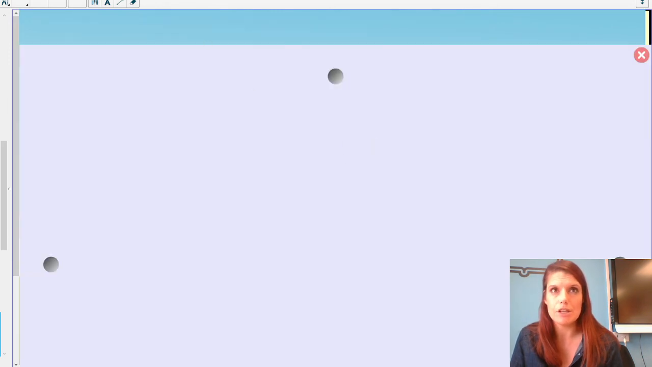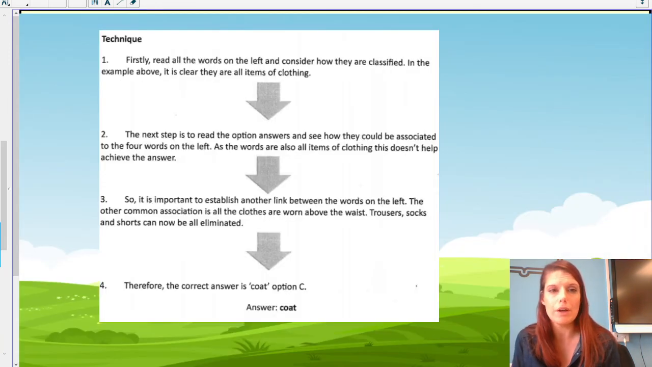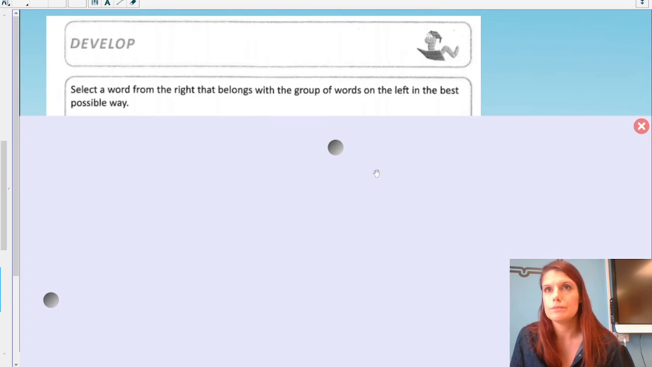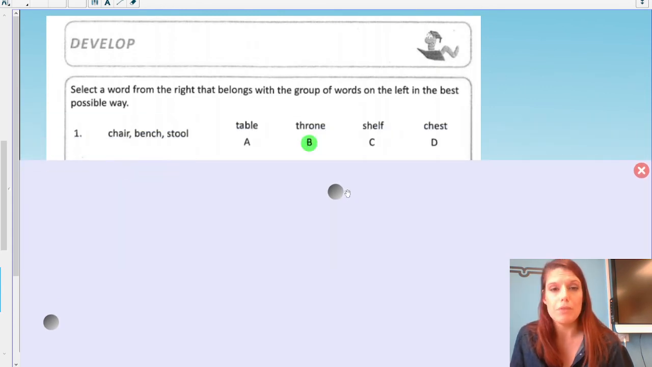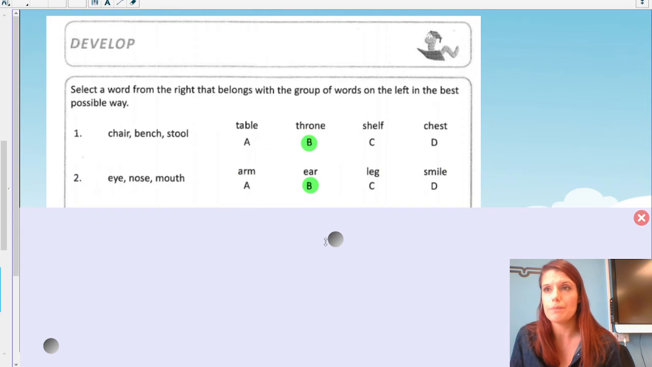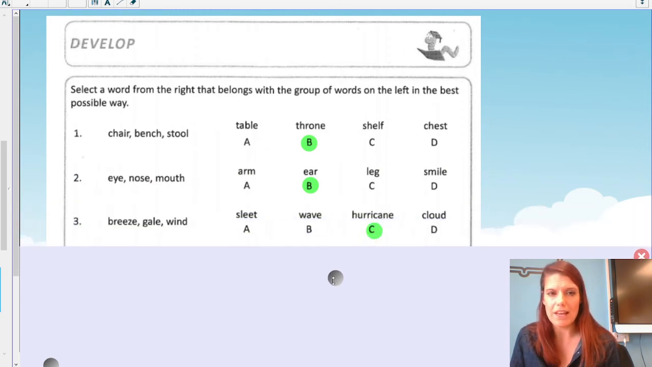Okay, so your tasks for homework. Select a word from the right that belongs with a group of words on the left. Chair, bench, stool, and throne is something else that you sit on. Eye, nose, mouth, and ear, all on the head. Breeze, gale, wind, and hurricane.